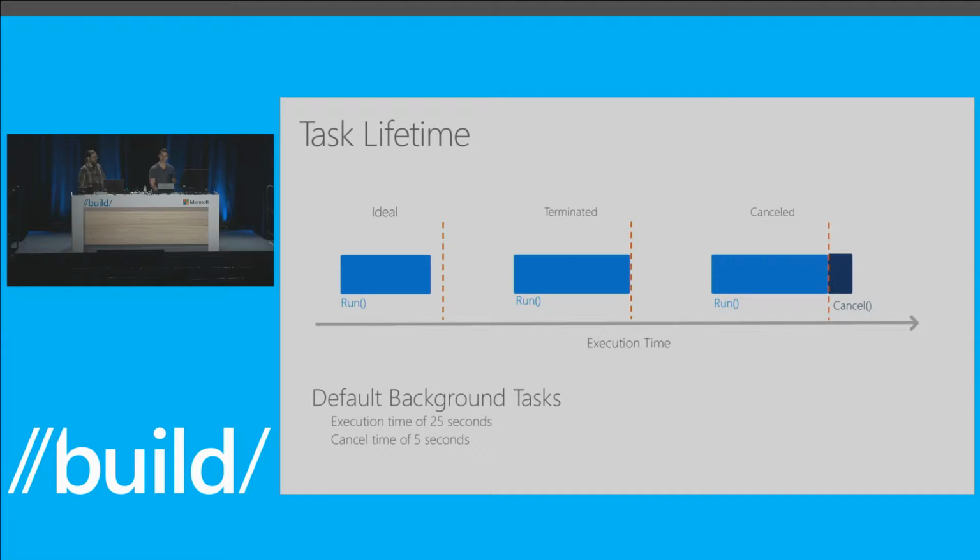Now, by default, background tasks are given about 25 seconds to get to completed execution, and then with the additional 5 seconds of the cancellation time if that execution time limit is met.